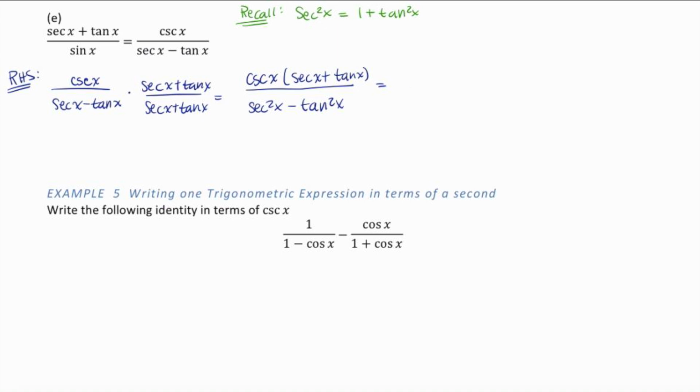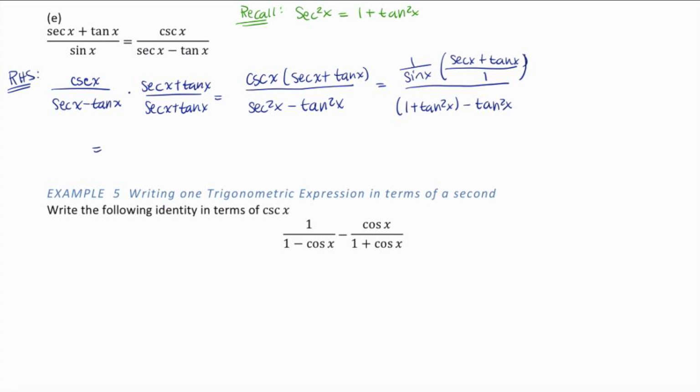So we end up in our denominator here with 1 plus tangent squared x minus tangent squared x. In my numerator, I have 1 over sine x times the quantity secant x plus tangent x, divided by 1. Remember, you can rewrite anything as a fraction by putting a 1 in the denominator, and all I did here is use the reciprocal identity to rewrite cosecant of x as 1 divided by sine x.